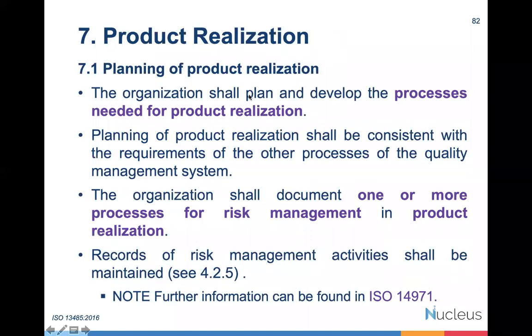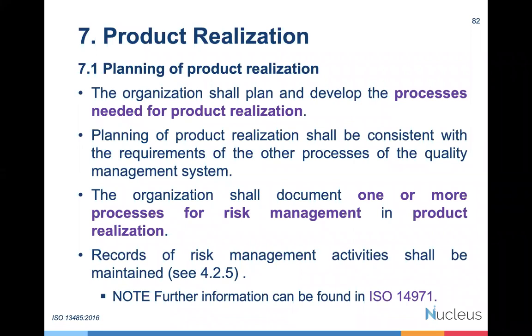Right? Then clause 7. So clause 7 talks about product realization. 7.1, planning of product realization. Again, this has nothing to do with production planning. This is how we are going to plan the entire product realization. Product realization means concept to disposal. So we must have processes. So what are the processes? I need to develop a product, to manufacture a product, to install, to provide service of this product. I have to consider this.